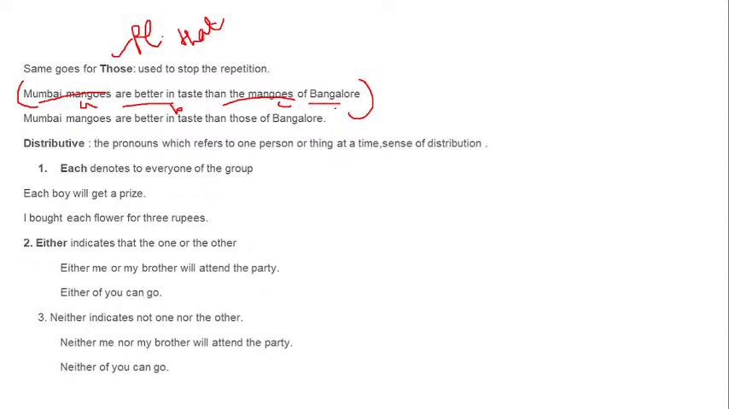So if you have to find the error in the sentence or correct the sentence properly, if we use "those" in place of "the mangoes", we are just avoiding the repetition and no harm is being done to the meaning. "Those" over here simply means these mangoes only. Mumbai mangoes are better in taste than those of Bangalore. And why have we used "those"? Because it is obvious mangoes are plural. Mangoes are not singular, it is plural.